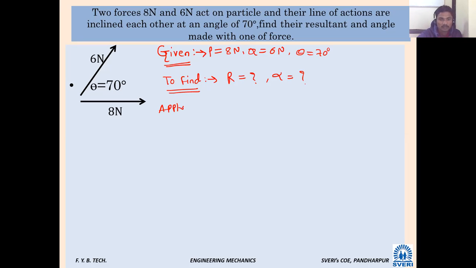Apply the law of forces. Very good. What is the formula? R is equal to under bracket P square plus Q square plus 2PQ cos theta. Everything is known to us.